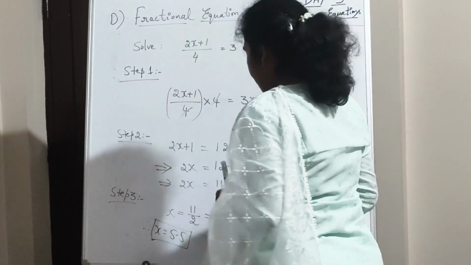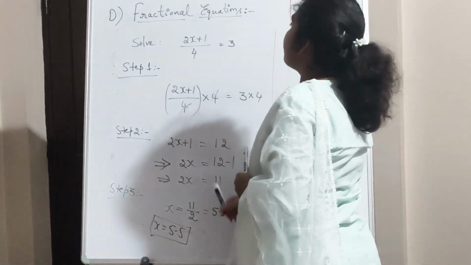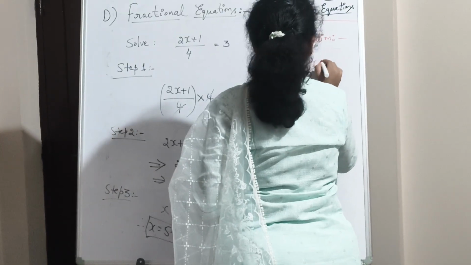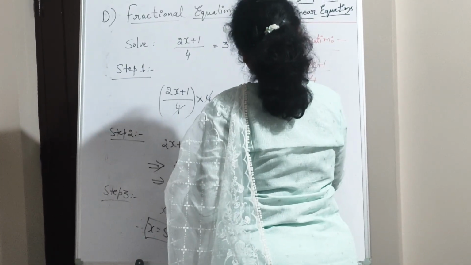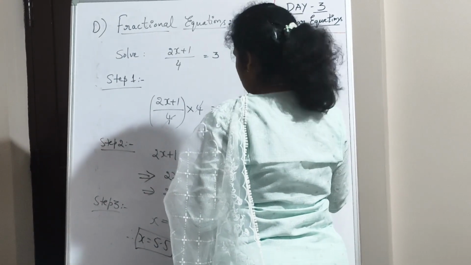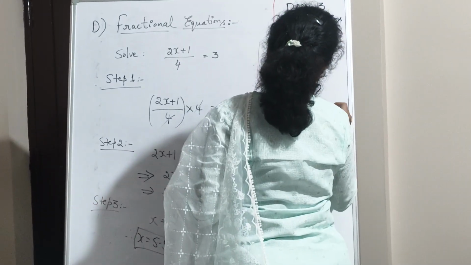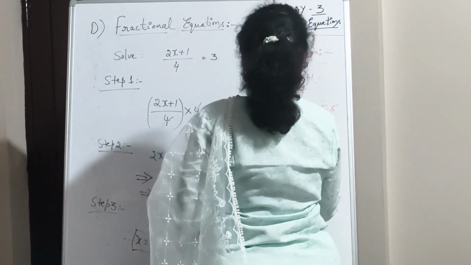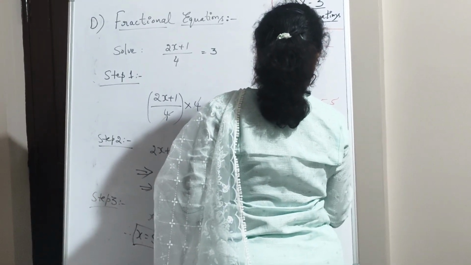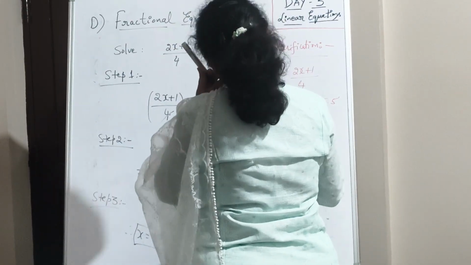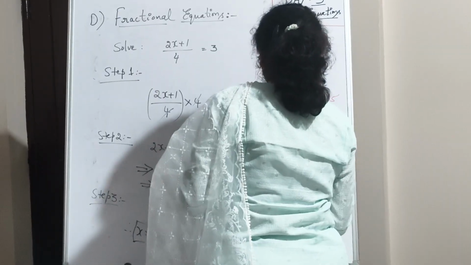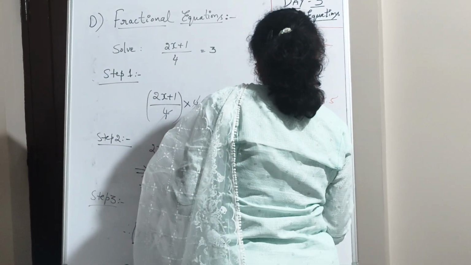How do we verify? We got x is equal to 5.5. Consider the LHS. LHS is 2x plus 1 whole divided by 4. So, substitute x is equal to 5.5 on the LHS side. Then we have 2 into 5.5 plus 1 divided by 4. So, 2 times of 5.5 is how much? It is 11. 11 plus 1 by 4. 12 by 4. 4 threes are 12.